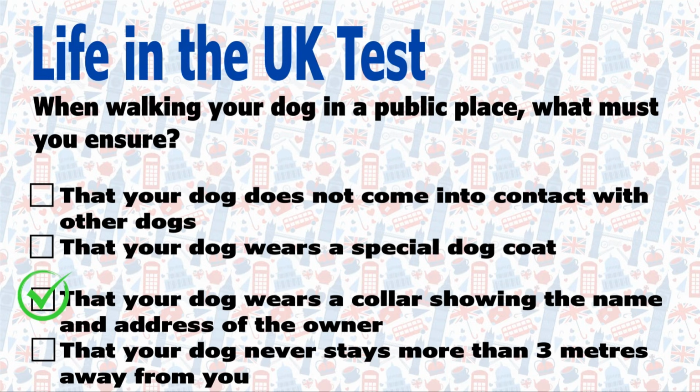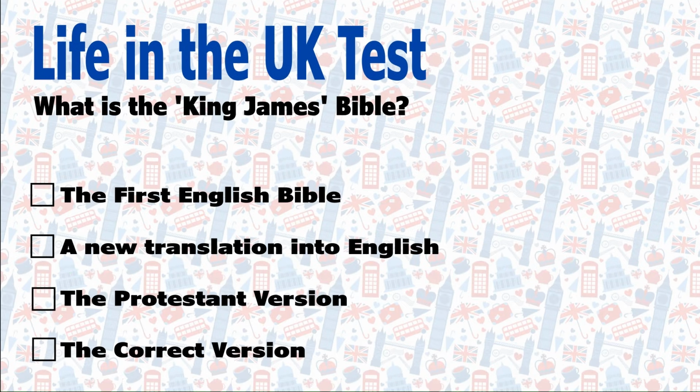A lot of people in the UK have pets such as cats or dogs. They might have them for company or because they enjoy looking after them. It is against the law to treat a pet cruelly or to neglect it. All dogs in public places must wear a collar showing the name and address of the owner. The owner is responsible for keeping the dog under control and for cleaning up after the animal in a public place. What is the King James Bible?